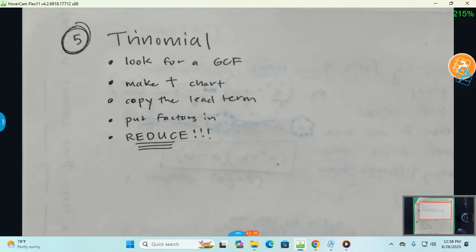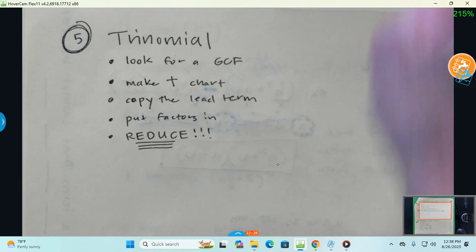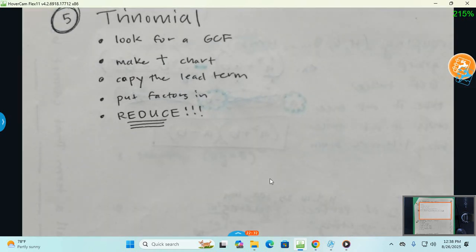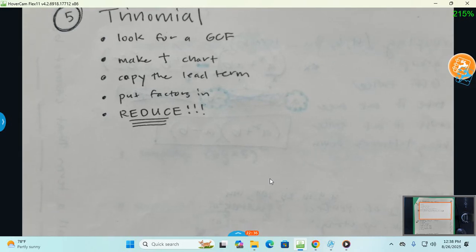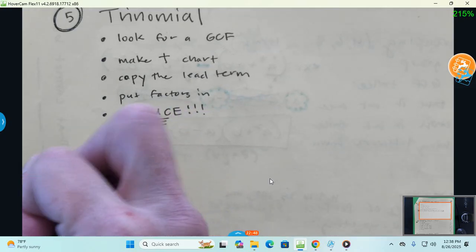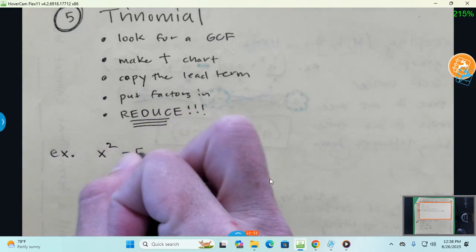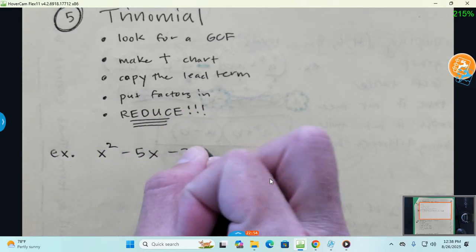All right, so let's look at an example. Let's start with an easy example, and then we'll do one that's a little bit more complicated. Where's my blue pen? All right, for starters, we'll do x squared minus 5x minus 24.